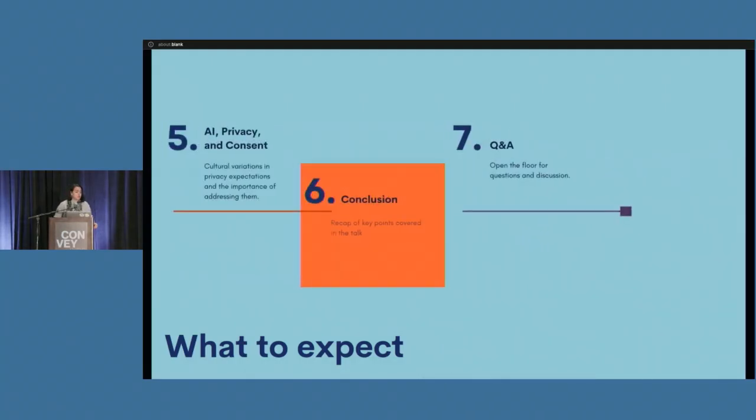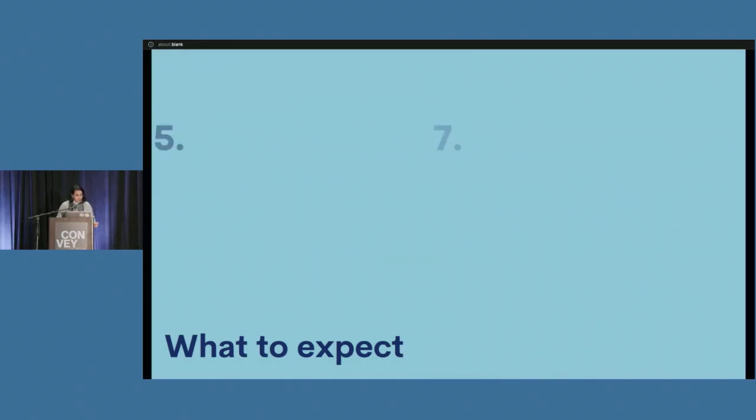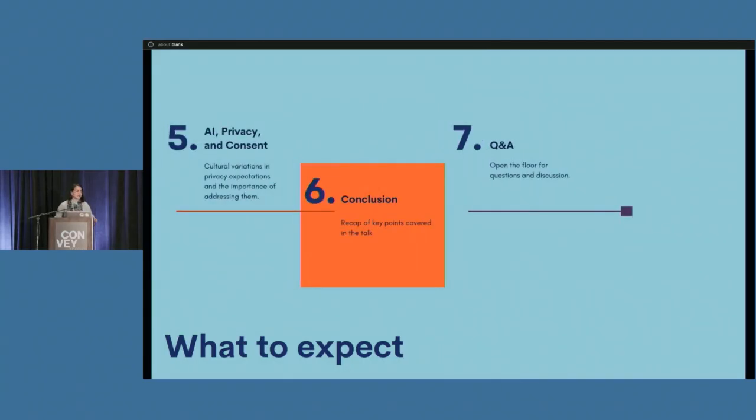Then we will talk about AI, privacy, and consent, because any conversation about AI is about data, and so it is very important to talk about that. Then we will go over some conclusions, some key points from the talk, and I will leave some time for Q&A, hopefully.